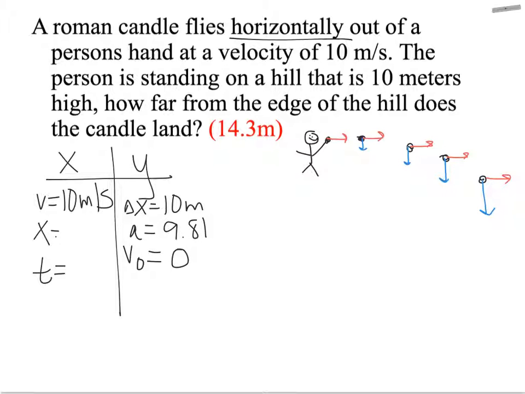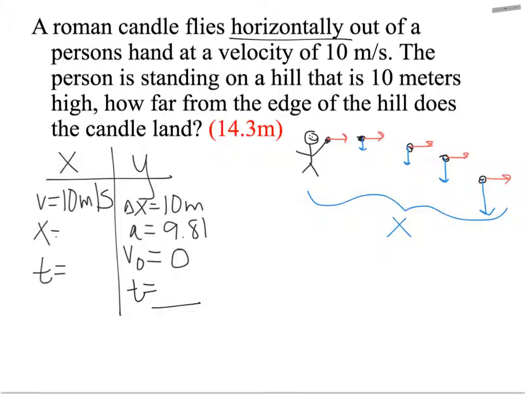So I know if I drop something and I throw something horizontally, they're going to hit the ground at the exact same time. So I don't have enough information to solve for the time over here because it wants me to solve for the range. That's what the problem is asking me to solve for, how far from the person does the candle land on the ground. So I need to know what the time is. I don't have enough information horizontally, but I do have enough information vertically to solve for the time.